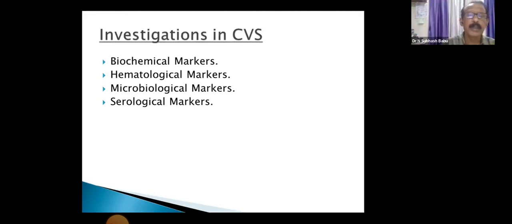So we should know the evaluation of the cardiovascular patients also, and we get patients at the risk factor level also, hyperlipidemic patients, patients with elevated homocysteine, dyslipidemic patients, and all. So we should have an idea regarding the evaluation of the patient and what are the biochemical markers which we can use in cardiovascular disorders.